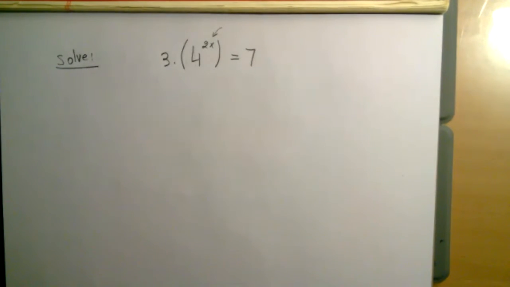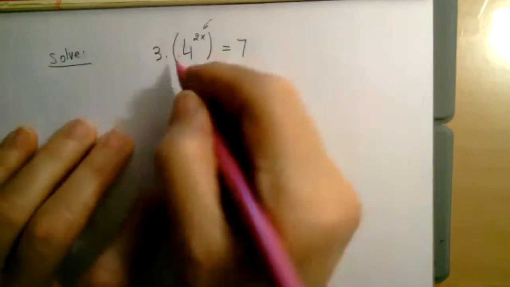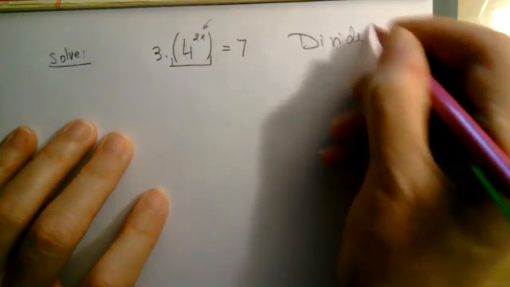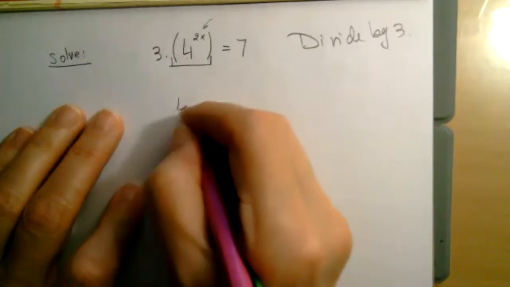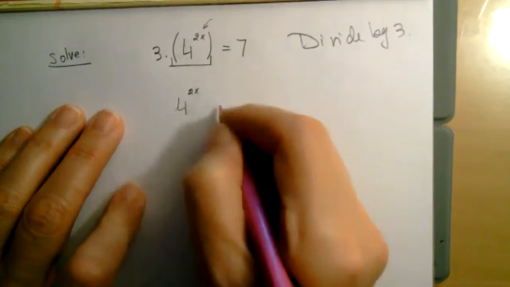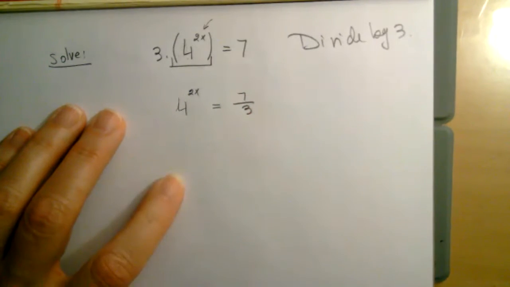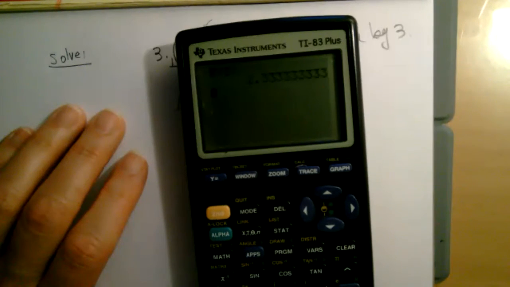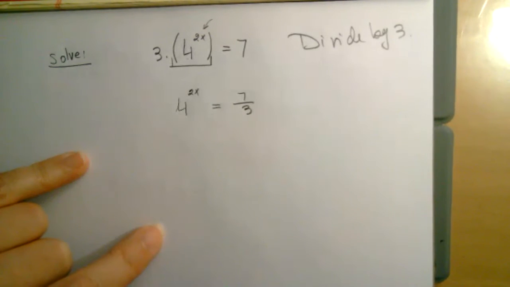What would be the first step? Divide by 3. Isolate the exponential term. So we're going to divide by 3. This will give me 4 to the quantity 2x equals 7 over 3. Now 7 over 3 is not really a nice number, right? So forget it, keep it 7 over 3. If it's nice or not nice, we're going to keep it.